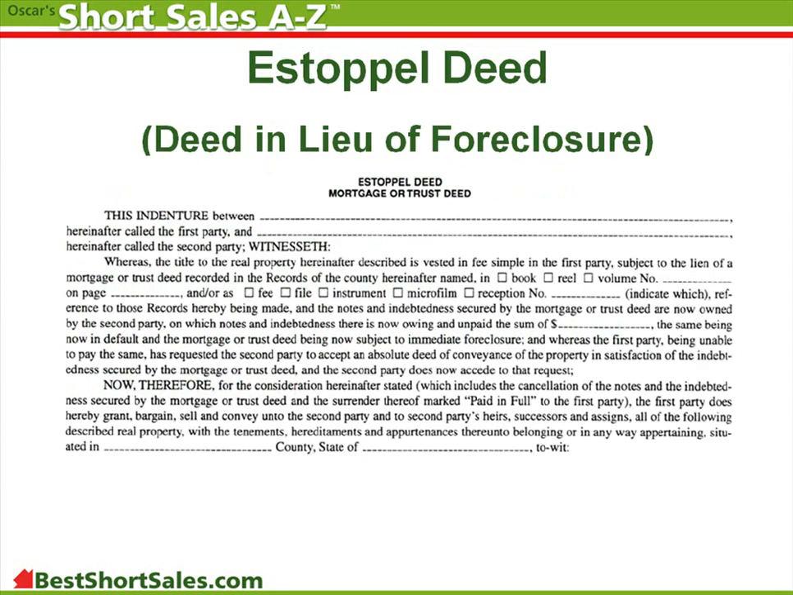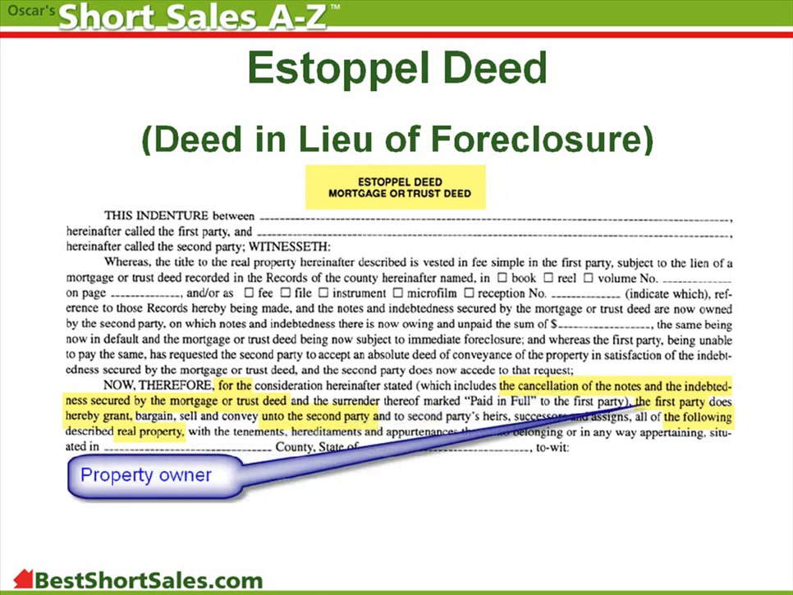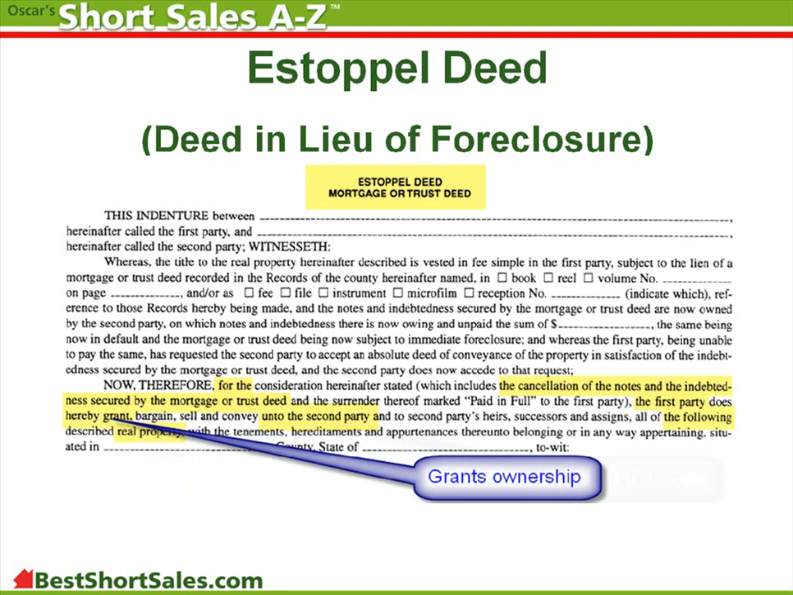This is a good estoppel deed example. It reads, estoppel deed, mortgage, or trust deed. For the cancellation of the notes and the indebtedness secured by the mortgage or trust deed, the first party does hereby grant unto the second party the following real property. This means that in exchange for debt cancellation, the property owner grants ownership to the creditor.